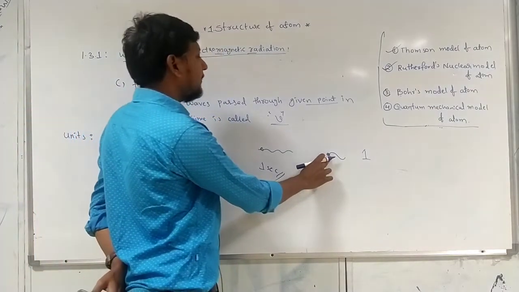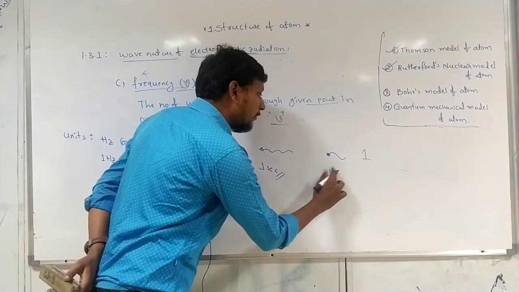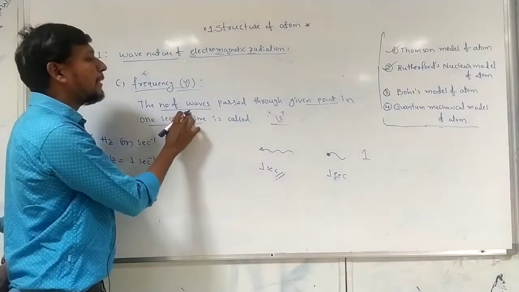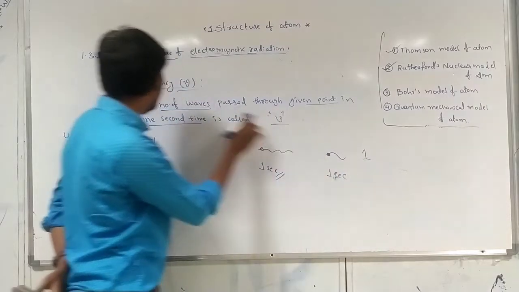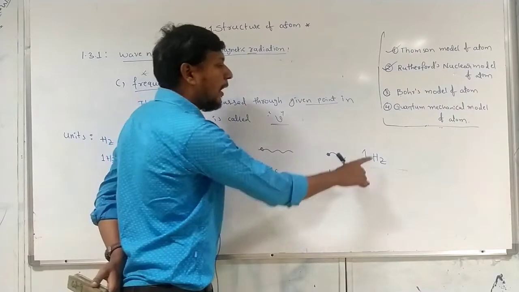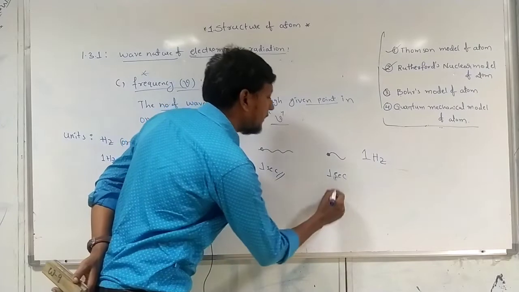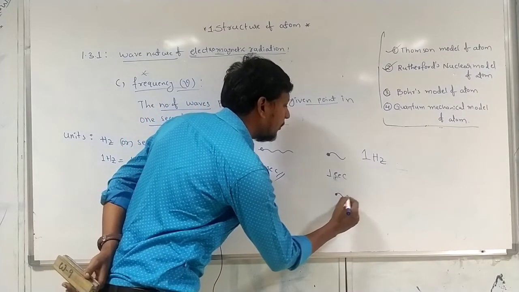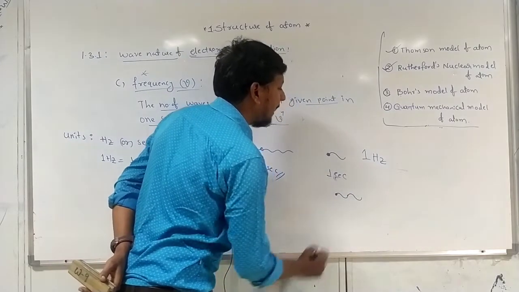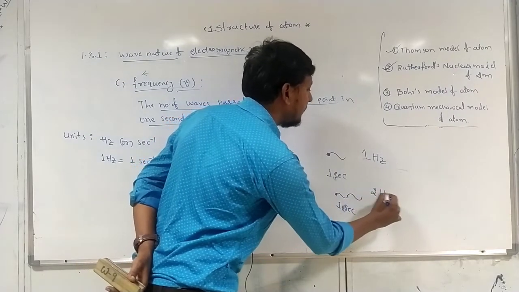Through a given point, in 1 second, how many waves are passed? If one wave is passed, the frequency is considered as 1 hertz or 1 second inverse. Or if through the given point in 1 second, this is one wave and another wave, two waves are passed in 1 second, then the frequency is 2 hertz.